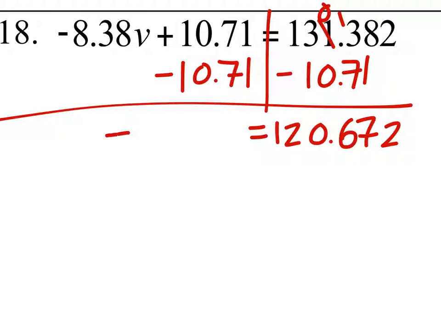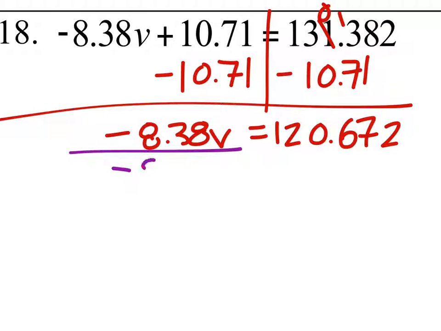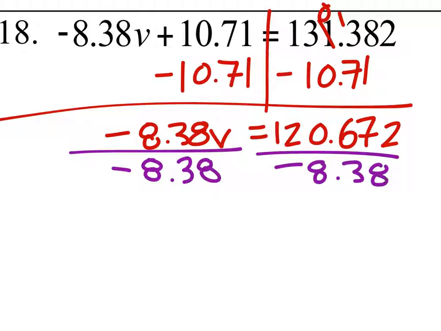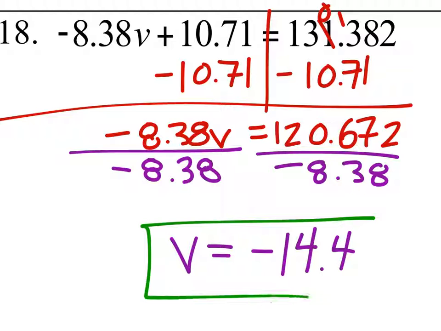120.672 equals negative 8.38 of V. Now to solve, I'll divide both sides by negative 8.38. And again, using the calculator, that should be negative 14.4. Negative 14.4 should be our answer. If it had more decimal places, that's okay. We'll just leave it like this.